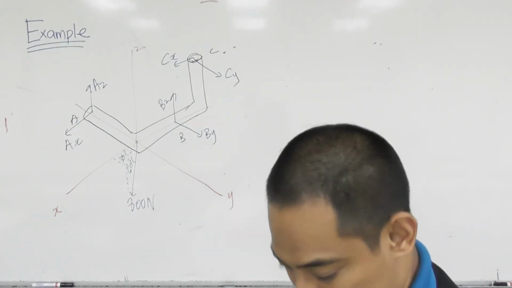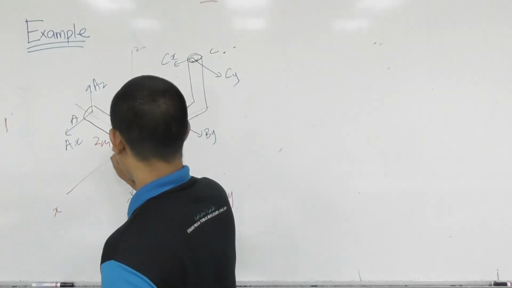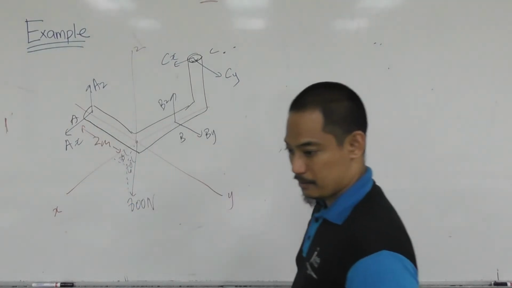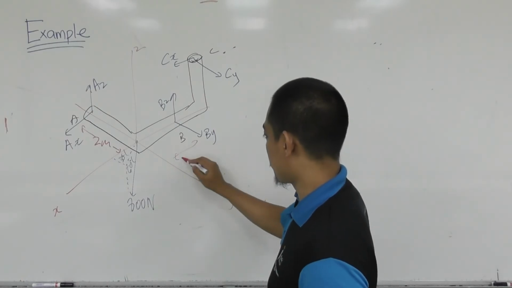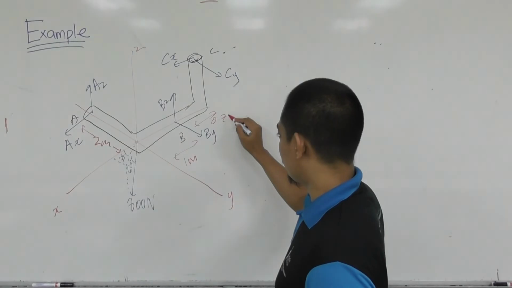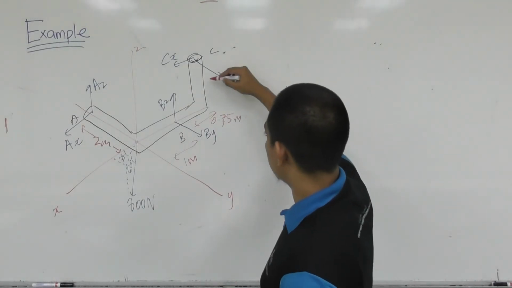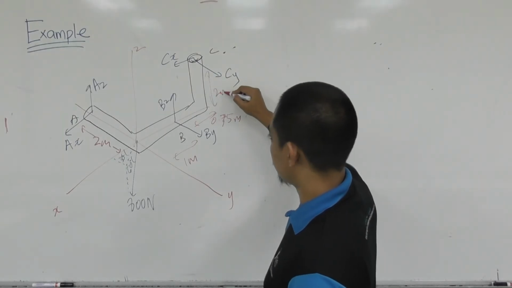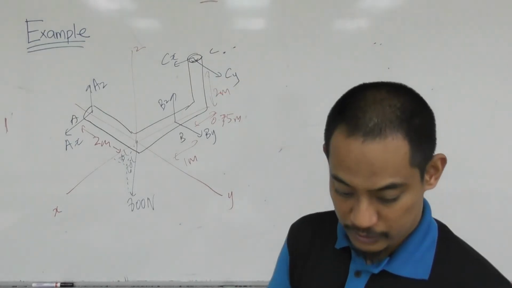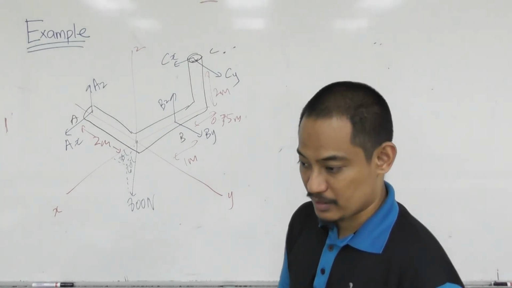What is missing? The dimensions. So this is 2 meter. What else? This is 1 meter. This is 0.75 meter. Going up is 2 meter. Right, so that's all the information that you should give in your free body diagram.